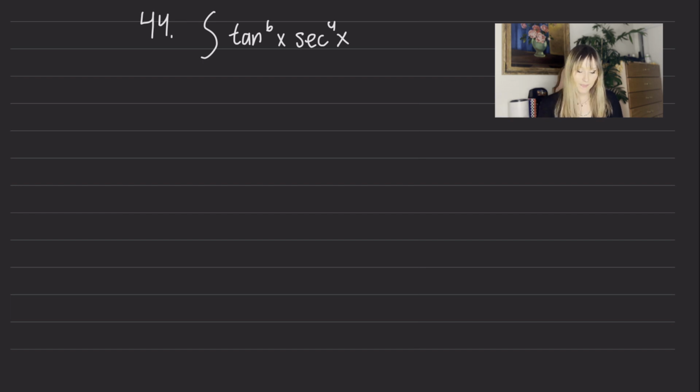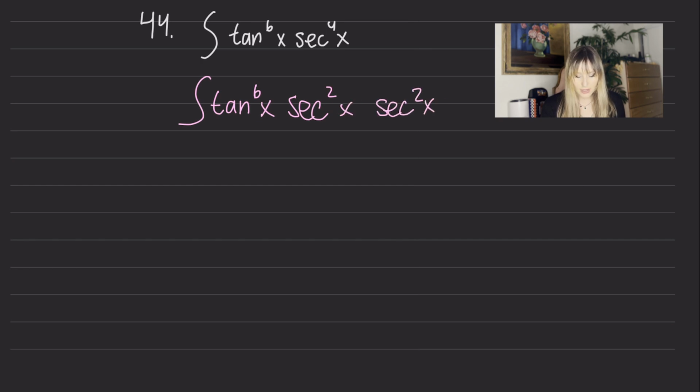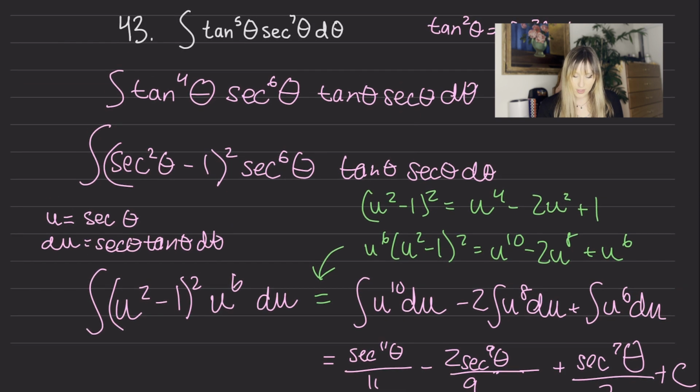Let's do another one. This one, instead, we're going to pull out a secant squared because tangent is even. Okay. So tangent to the 6th x, and then we have secant squared x, and then we have secant squared x dx. So that tangent is going to stay here and it's going to be happy. We have secant squared is going to be 1 plus tangent squared.